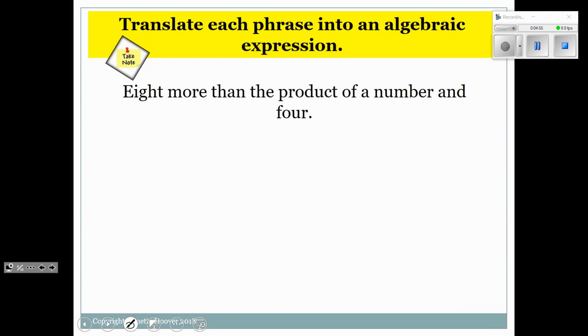8, so in place of 8, we write the number 8. More than refers to a plus sign, so we say plus. The product of means that we're going to multiply. What are we going to multiply? A number and 4. So when we do that, I'm going to write 4 in. You want a number times 4.